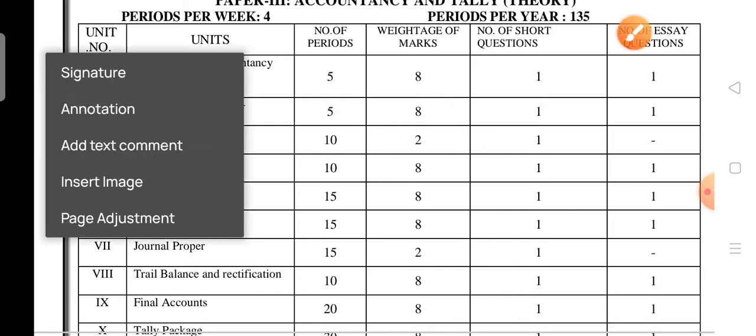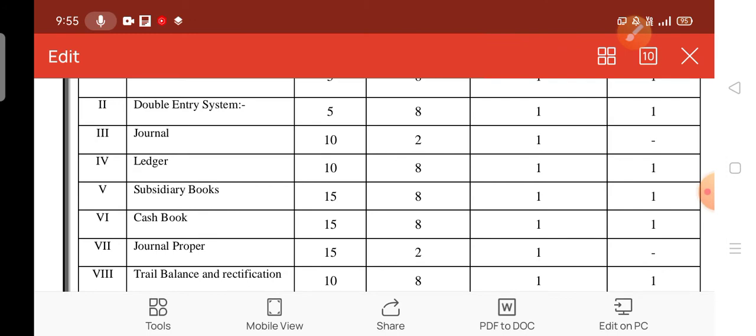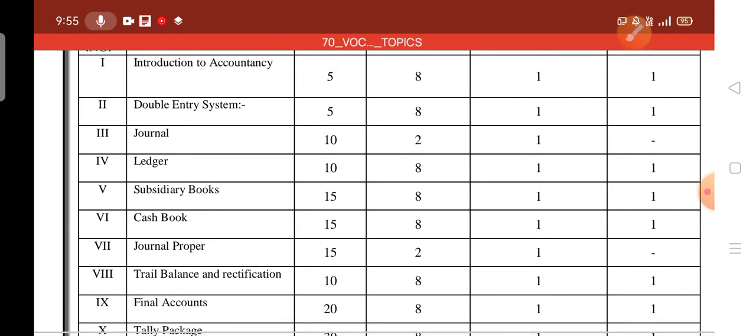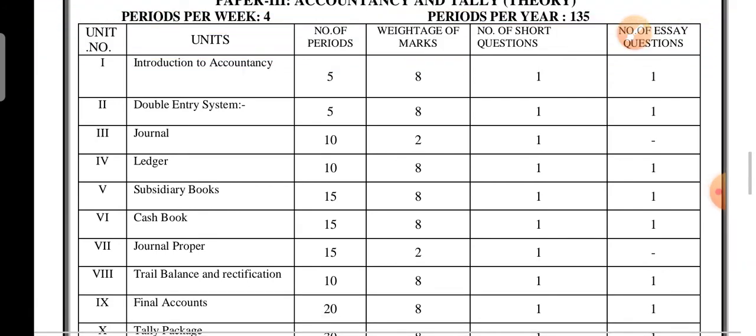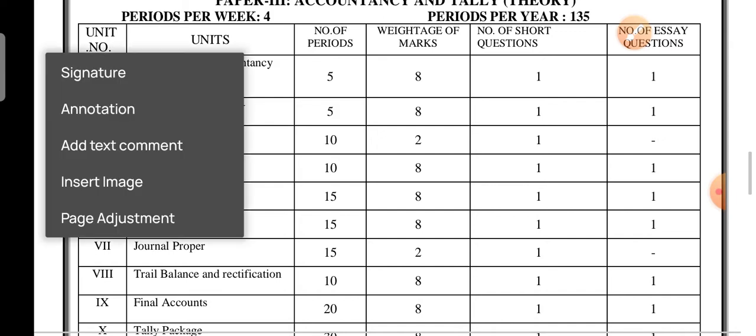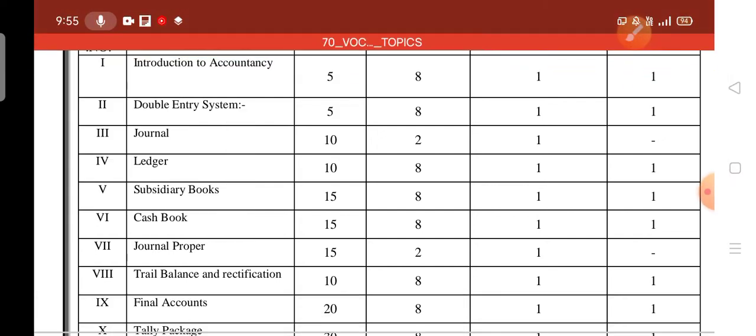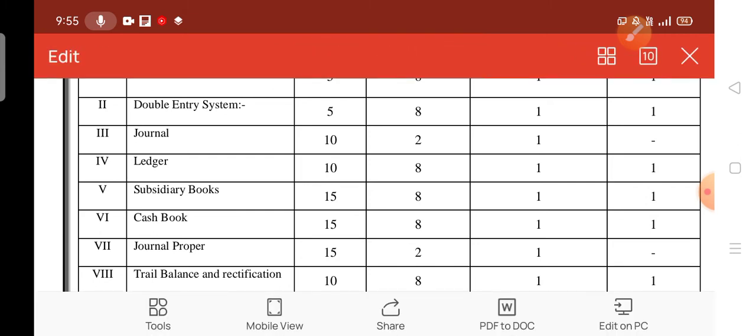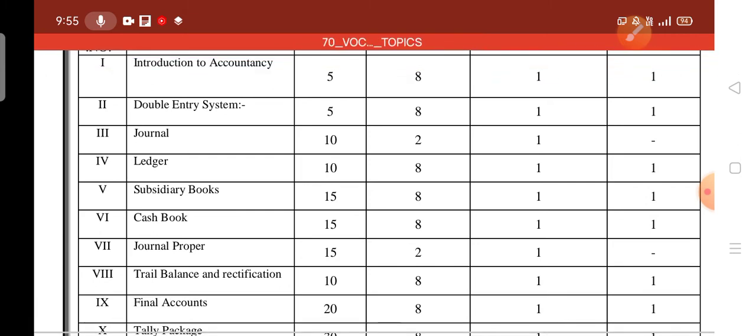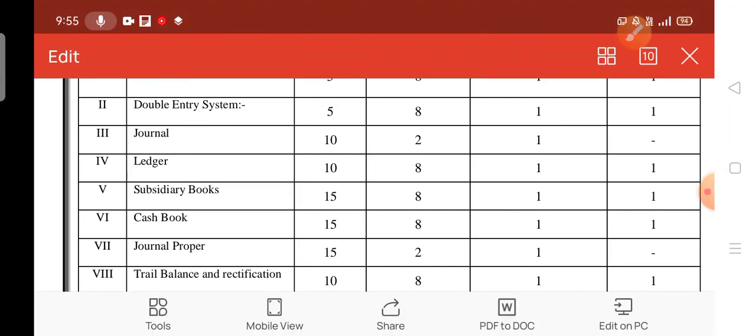Okay, so here the introduction to accountancy is very important anyhow. It carries 8 marks. The double entry system is also an important unit. If you study this first and second unit, you may get 8 plus 8, 16 marks. And the ledger unit is not that important; 2 marks questions may come. Okay, and subsidiary books are also very important.